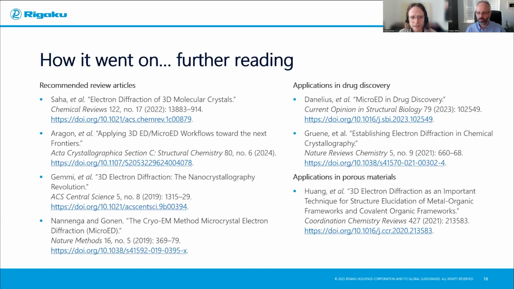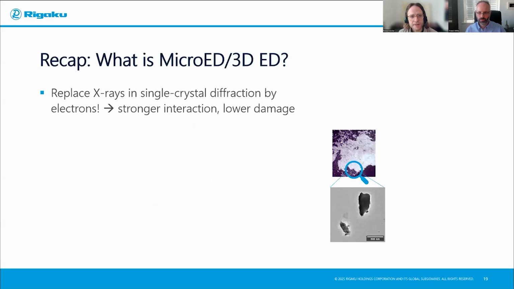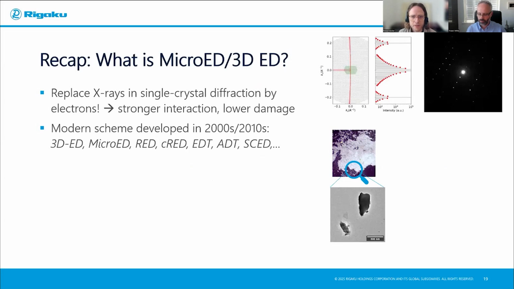So as a bit of a recap, what is microED/3D ED? The basic idea is you replace X-rays in single crystal diffraction by electrons. You get stronger interaction and lower damage, which means you can use smaller crystals. This modern scheme has been developed in the 2000s and 2010s, and because it was developed in a lot of places a bit in parallel, there are also a lot of names associated with it, though 3D ED and microED are basically now the ones mostly used.